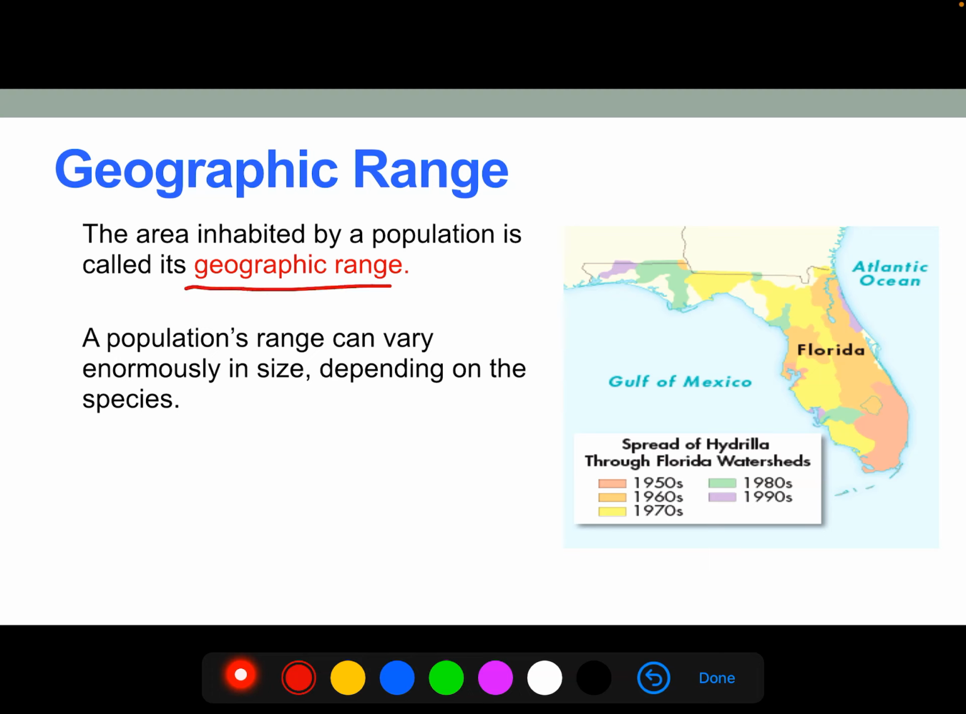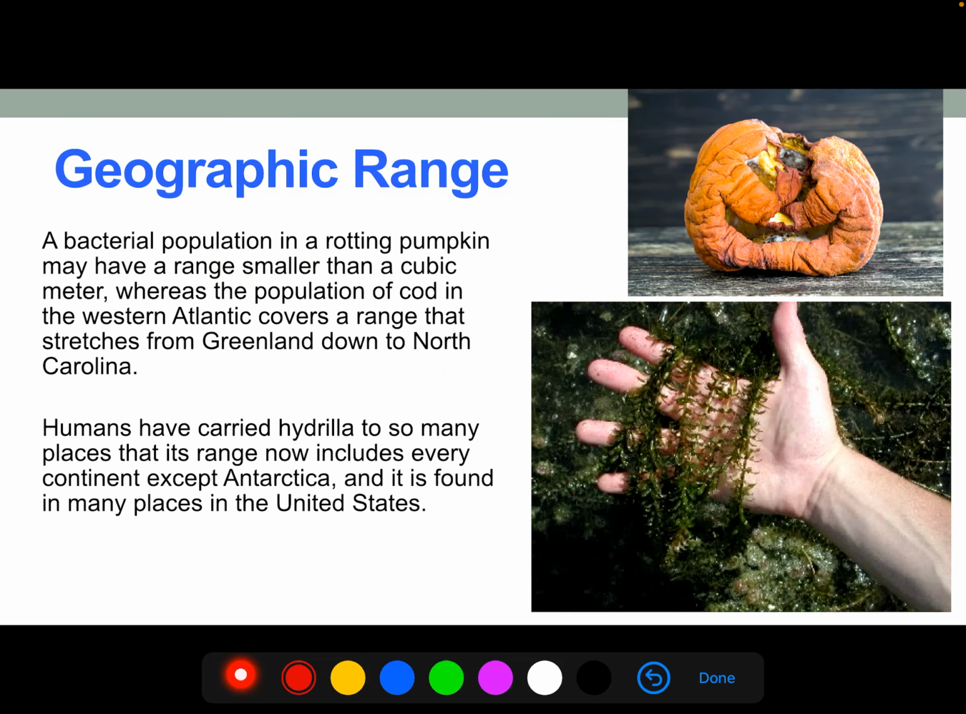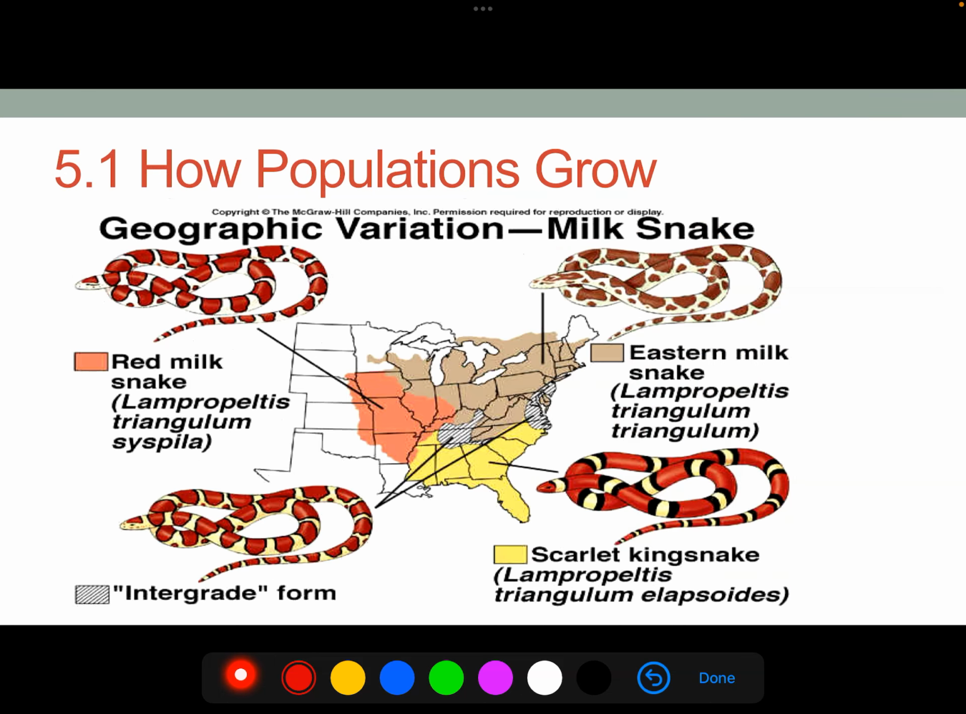So a population's range could vary greatly. It could be an entire state, an entire continent, or it could be something small. Like, did any of your Halloween pumpkins start looking like this if you left them out too long? It could be a bacterial population in a rotting pumpkin. And this is what hydrilla looks like, an invasive species. For those who like to go in the water, I'm sure you've seen it. It's crazy. But we could also be talking about cod in the entire Western Atlantic.